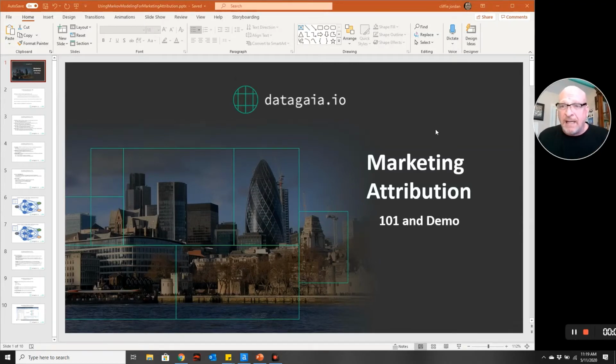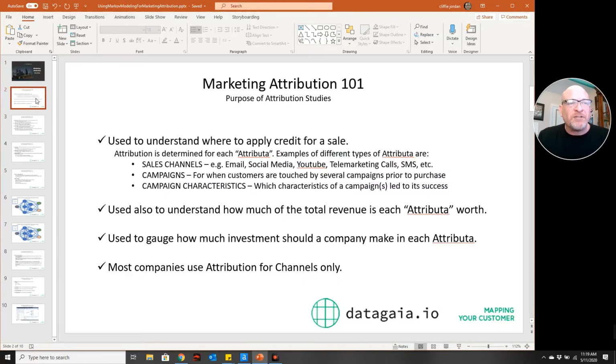I'm with DataGaia, and I'm here to give you a Marketing Attribution 101, as well as a demo of an attribution workflow that we've developed. Let's dive right in. Let's start off with the 101.